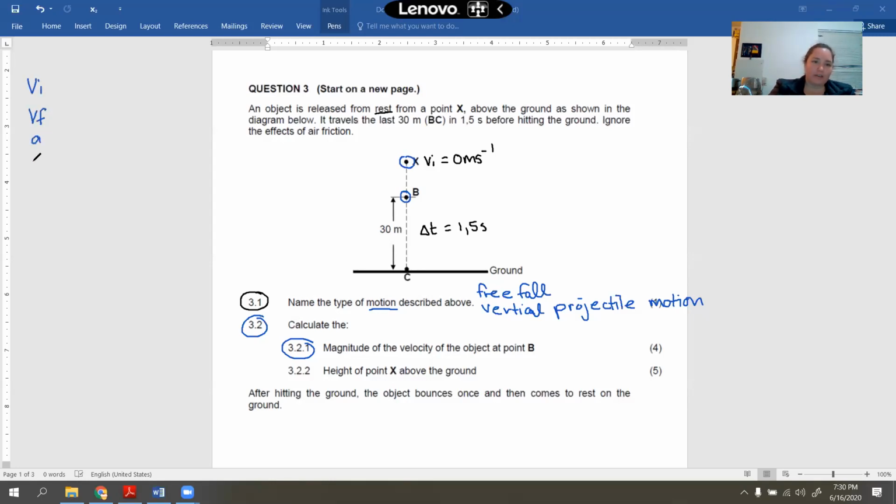VI, VF, A, delta T, and delta X. In this case, we've got an initial velocity of 0 meters per second. We do not know how fast we're going at B. Let's assume that since it's moving downwards, downwards is going to be positive. We know our acceleration is 9,8 meters per second squared. We don't know the time and we don't know the distance.